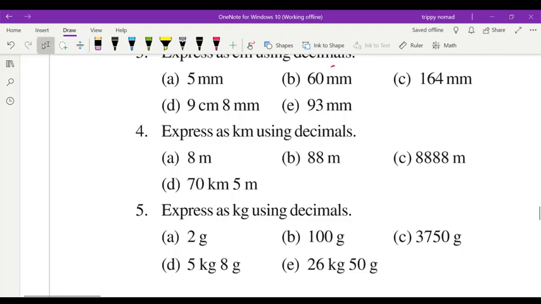Now we are going to start question number 4. Express as kilometer using decimal, converting meter into kilometer.